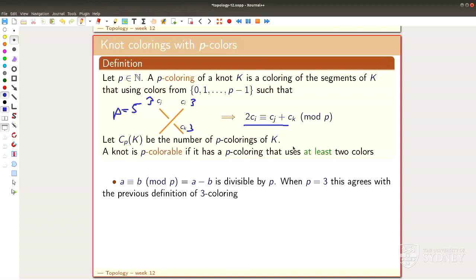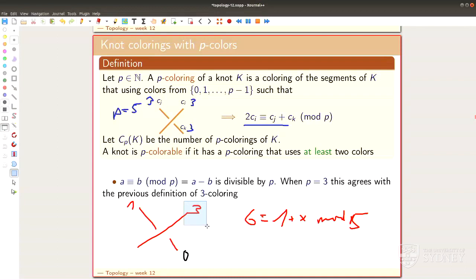So for example, if this would be 3 here, let me try another one. Let's say this is 3, then let's say this would be 1, and we would need to satisfy 6 congruent to 1 plus x, mod p. We could use mod 5, so we could use, for example, 0 as a final color. 6 leaves remainder 1 upon division by 5, so the equation 6 congruent to 1 plus 0 is true, and we can then just write down a lot of those conditions depending on p. And we get the coloring.